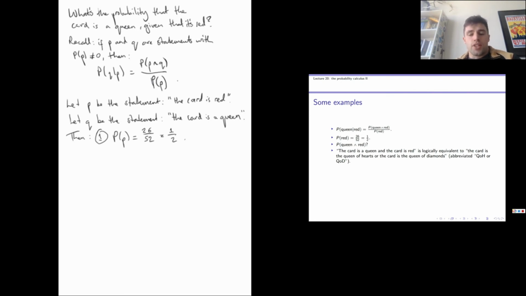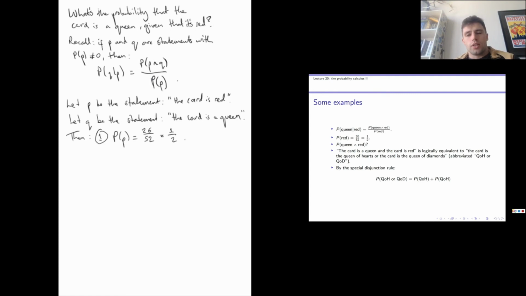But one of them, the second one, is a disjunction of mutually exclusive statements. The card cannot be the queen of diamonds and the queen of hearts at the same time. And we know how to calculate the probability of mutually exclusive disjunctions. That's what we saw last time. To do that, we just add the respective probabilities of the disjunctions. So let's apply that. The probability that the card is the queen of diamonds is 1/52. And the probability that the card is the queen of hearts is 1/52 as well, because there's only one of each of that type of card in the deck.